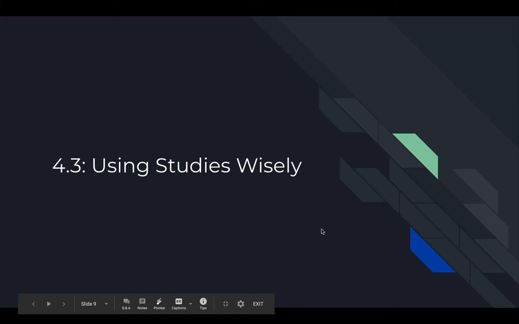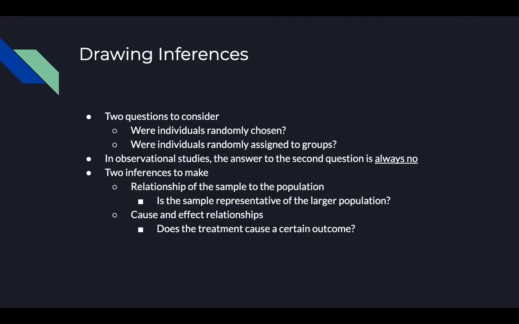In 4.1 and 4.2, you were learning how to create studies. Now in 4.3, we're going to learn how to utilize those studies in order to draw conclusions. When drawing inferences, there are two different inferences that we can make once we've made our studies, but we have to answer the question of whether the individuals of our study were randomly chosen, for instance, with a simple random sample, or with other methods learned in 4.1.